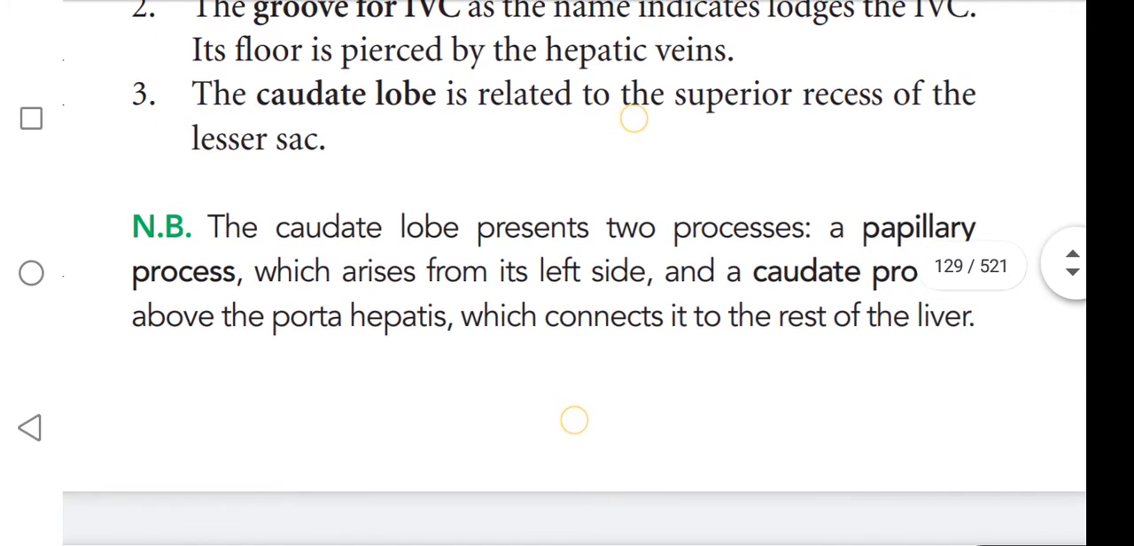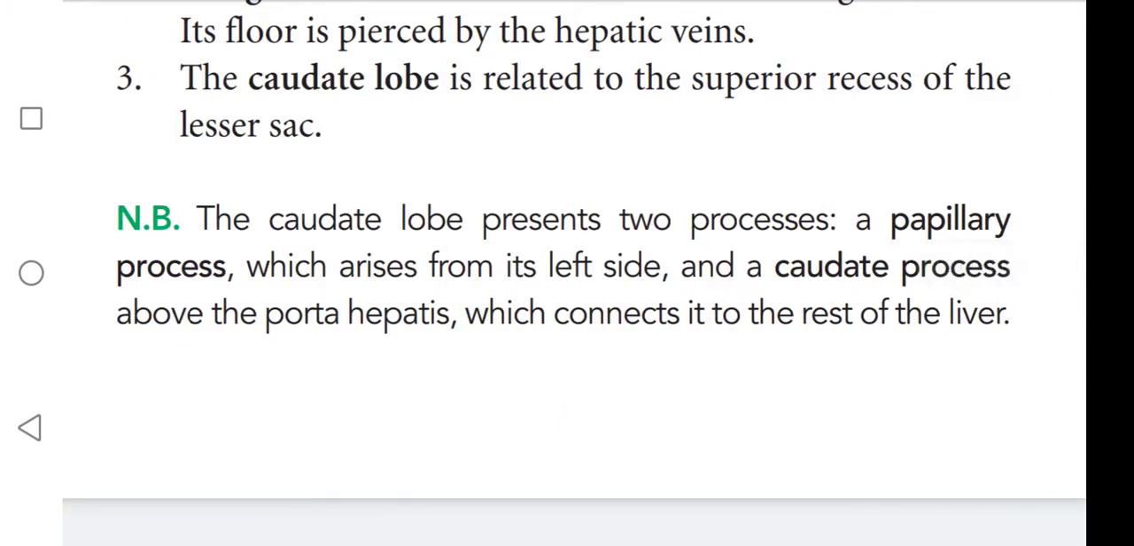Coming to the note, the cardiac lobe presents two processes: a papillary process, which arises from its left side, and a cardiac process above the porta hepatis, which connects it to the rest of the liver.